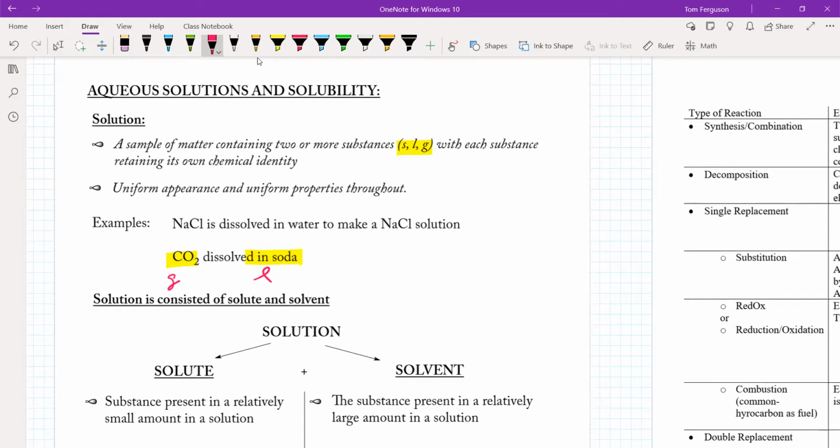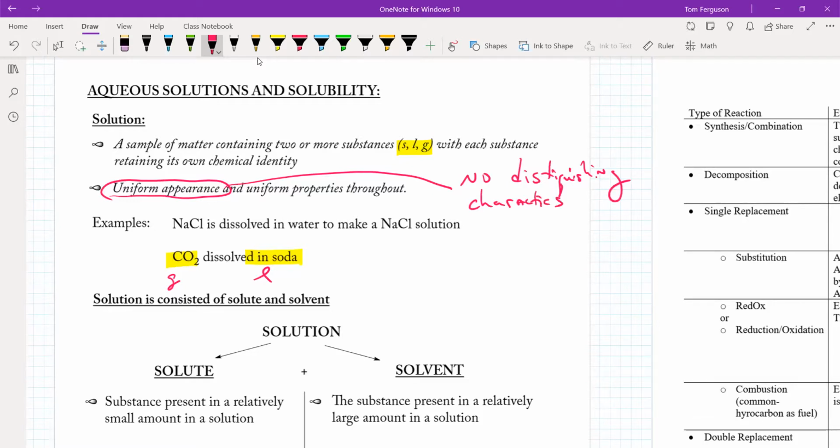Now the deal is uniform appearance. When you say uniform appearance, that means there are no distinguishing characteristics between what's in the solution. Salt and water. Alcohol and water, also known as vodka. Do you see the vodka in the water? Do you see the water in the vodka? No, they're uniform appearance, or they're homogeneous. Homogeneous, that's the big deal here.